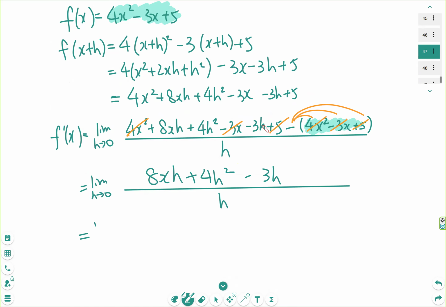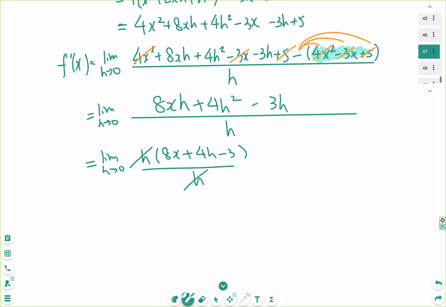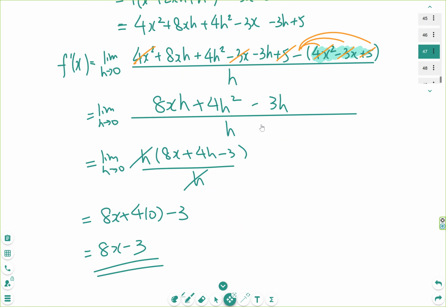Factorize the h, do the same thing. 8x plus 4h minus 3 all over h. Yay, cancel out. So I can sub in h equals 0. So 8x plus 4 times 0 minus 3, which is 8x minus 3. And that's finished. So that's f dash x.